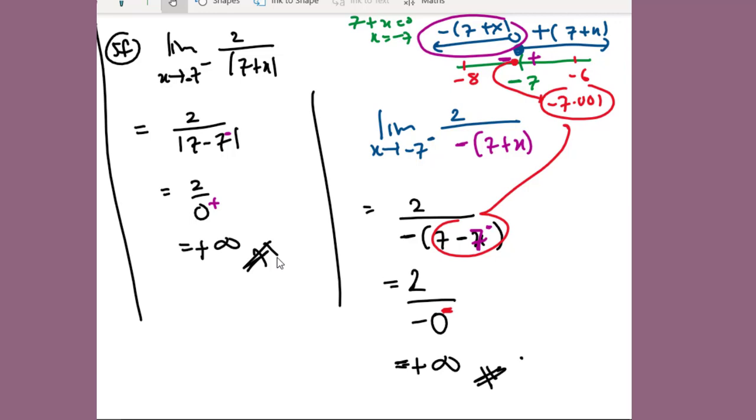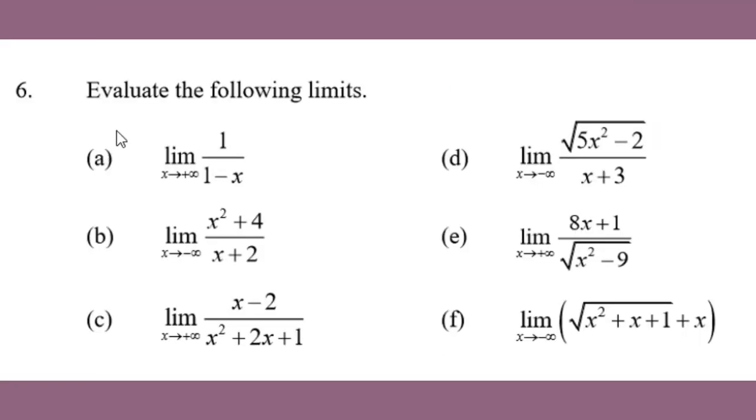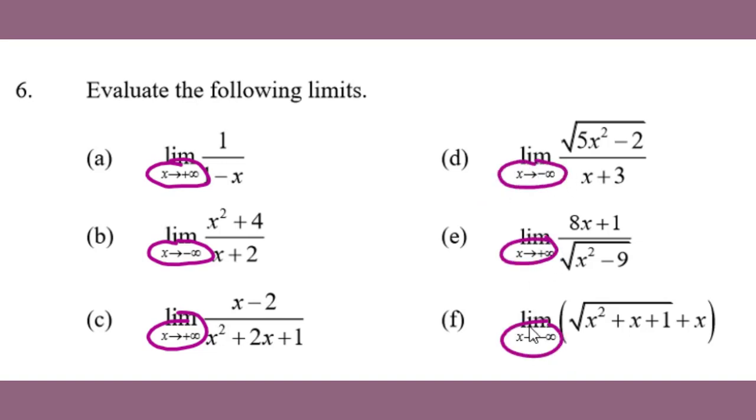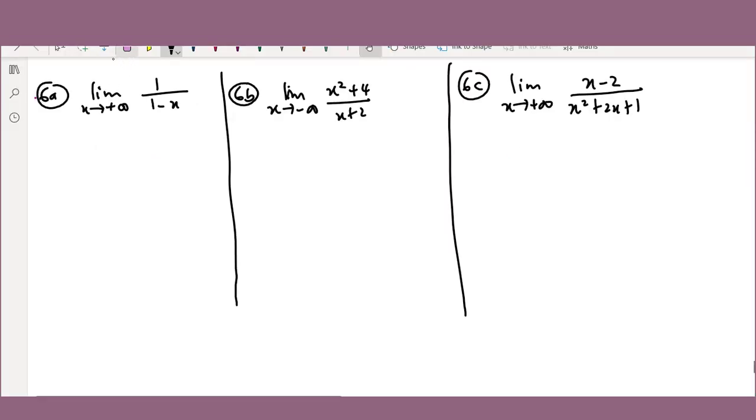Okay, number 6, evaluate the following limits. Okay, 6A: check if x tends to infinity, positive infinity or negative infinity. Okay, and then when you substitute, you get a value or you get infinity. Okay, we try to check this. Discuss number 6. We try to find the limit at infinity.